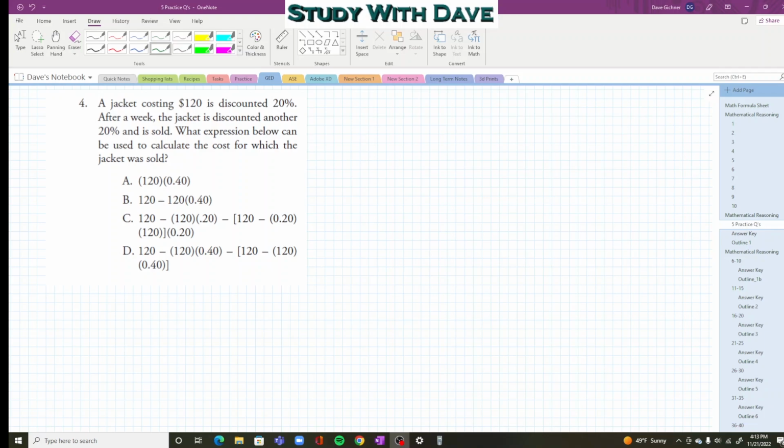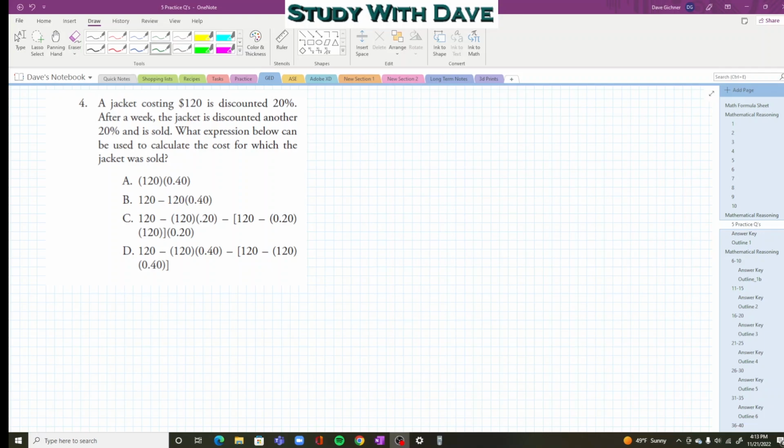A jacket costing 120 bucks is discounted 20% after a week, and then the jacket is discounted another 20% and sold. What expression below can be used to calculate the cost for which the jacket was sold? So how much are you buying this jacket for if it's discounted by 20% and then another 20%?